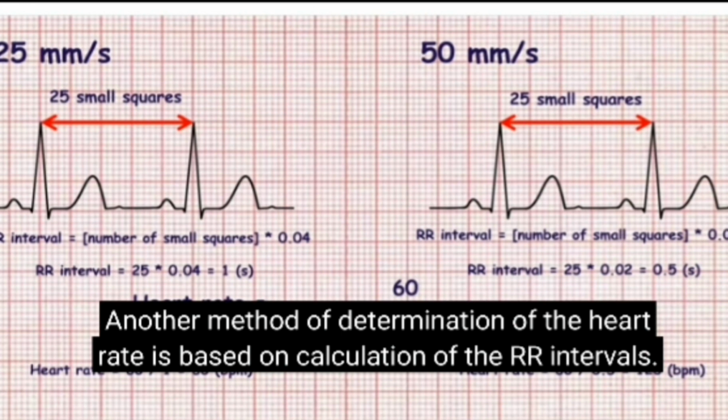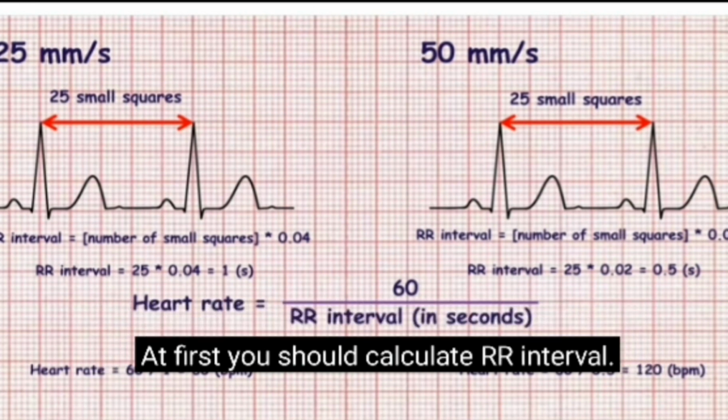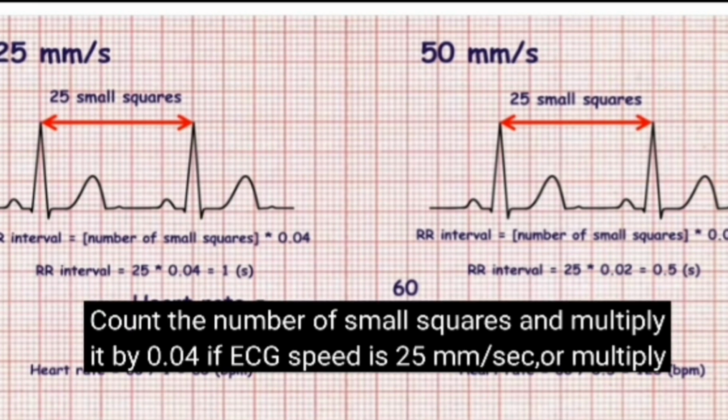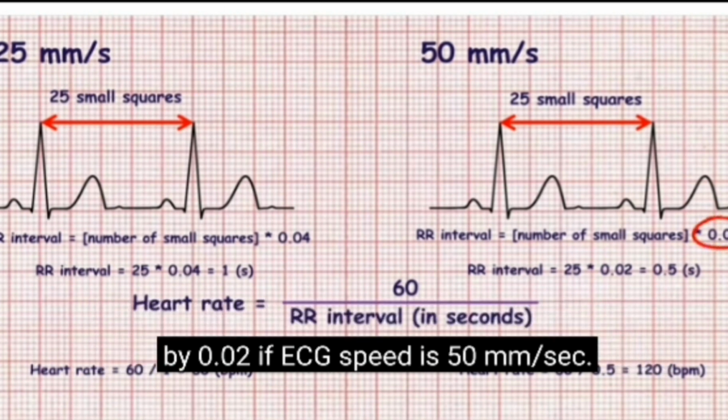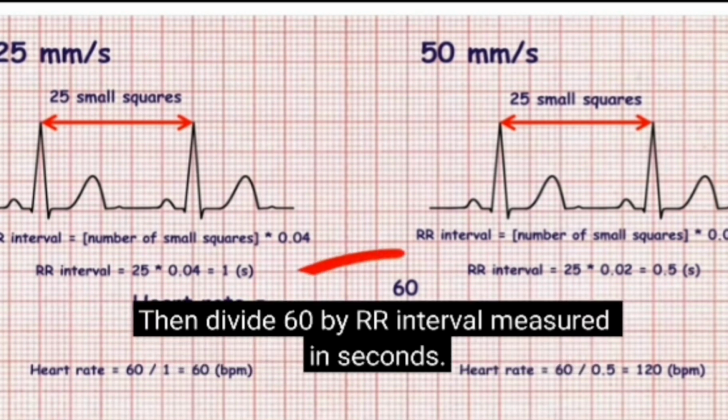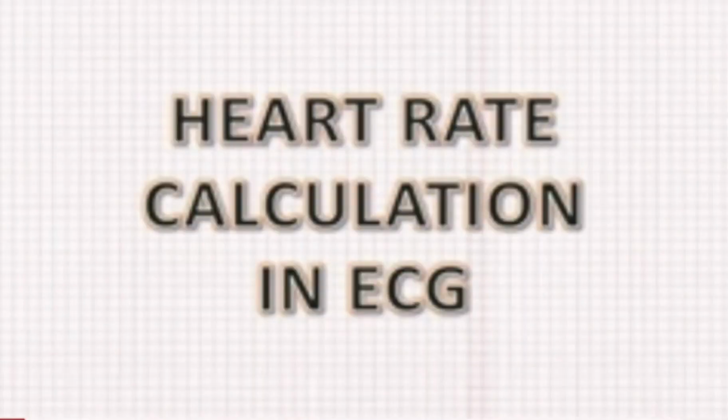Another method of determination of heart rate is based on calculation of the RR interval. At first, you should calculate the RR interval: count the number of small squares and multiply it by 0.04 if the ECG speed is 25, or multiply by 0.02 if the ECG speed is 50 mm per second. Then divide 60 by the RR interval measured in seconds.